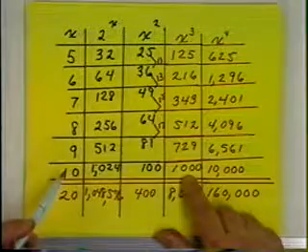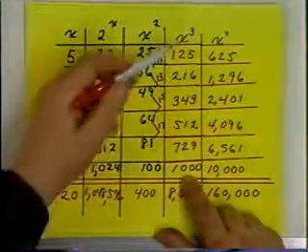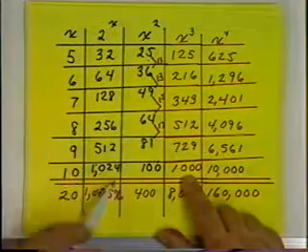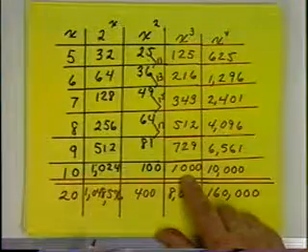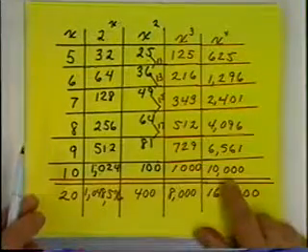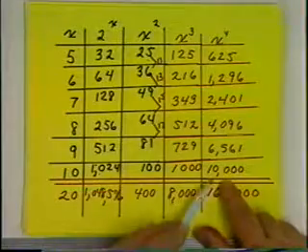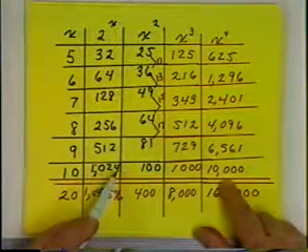In other words, when x is 10, 2 to the 10th power is 1,024. But 10 to the 3rd power is only 1,000. 2 to the x has already caught x to the 3rd here. x to the 4th is still ahead. 10 to the 4th power is 10,000, and 10,000 is more than 1,024.